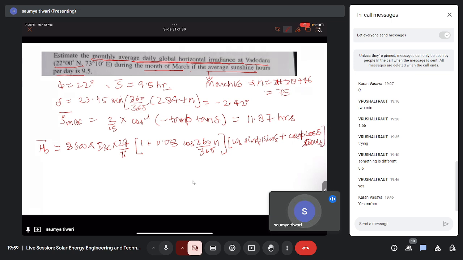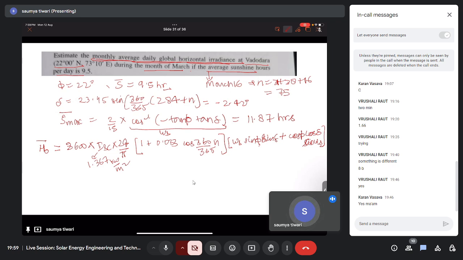Okay, so you know the value of ISC, it will be 1.367 kilowatt per meter square, right? We know the value of n, which is 75. We know phi, we know delta, we know the omega s value. Omega s is basically this value, cos inverse of minus tan phi into tan delta.